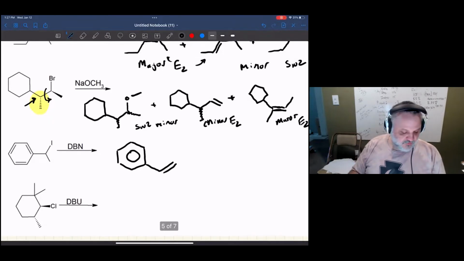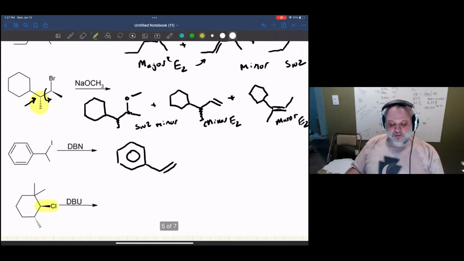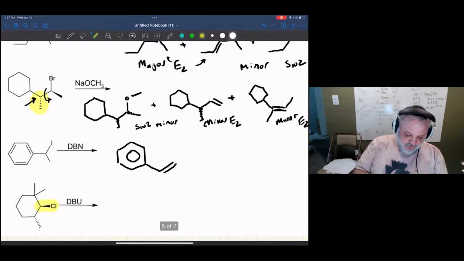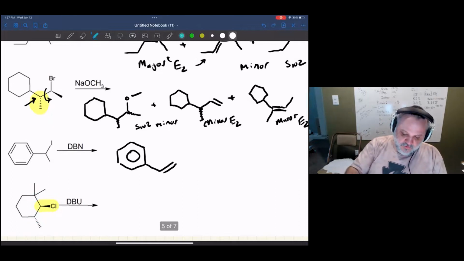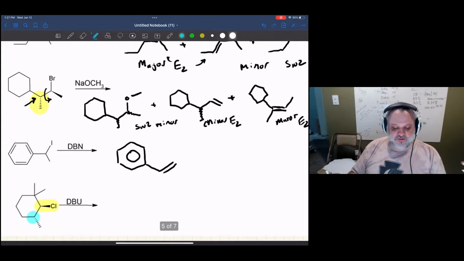Okay, so what else do we have going on here? We've got the last reaction, which is DBU. Again, that's a base only. And so I want to look at the position of the leaving group. And the leaving group is the chlorine. And I need to look at the two positions that are beta from there. Well, the position at the top has two methyl groups, so there's no hydrogen on the top, so I don't need to consider that one. The only one I need to consider is there's one hydrogen there.